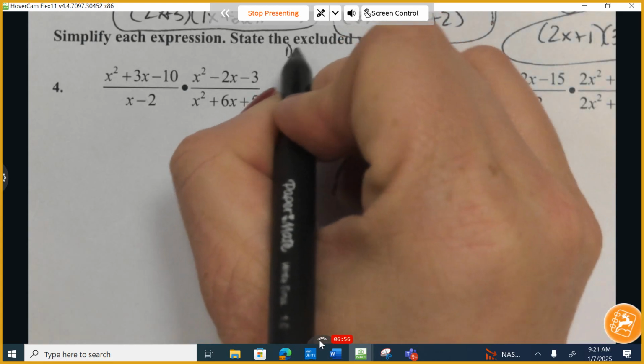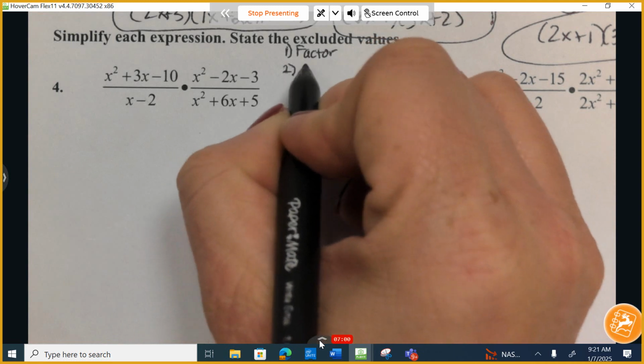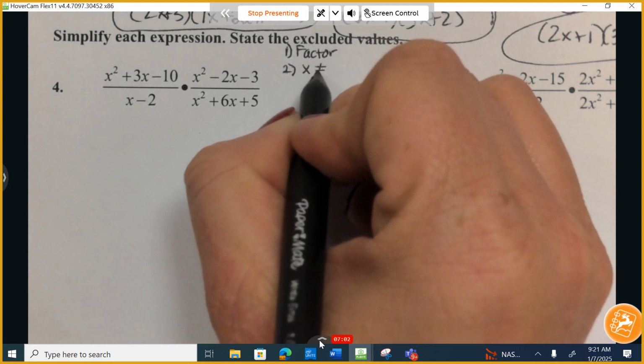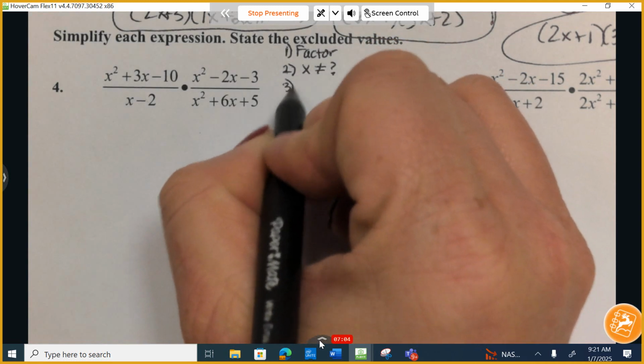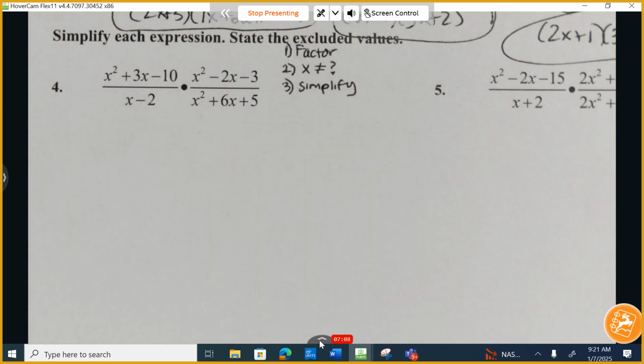Step number 1, please write this down, is we're going to factor. And then I'm going to be lazy here. We're going to determine what can x not be. And then we're going to simplify, and we're done. Those are our 3 steps. Factor, determine what x cannot be, and then simplify. That's what 4 through 11 will cover.